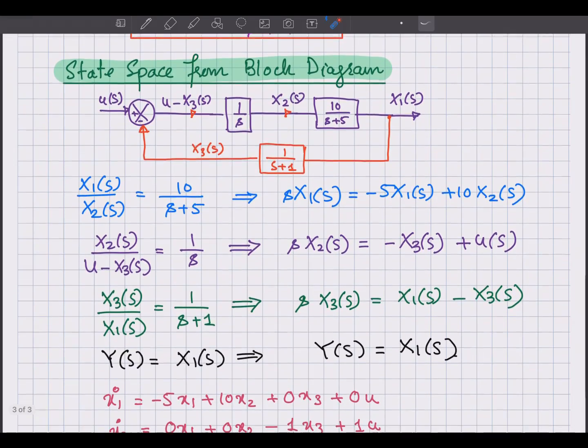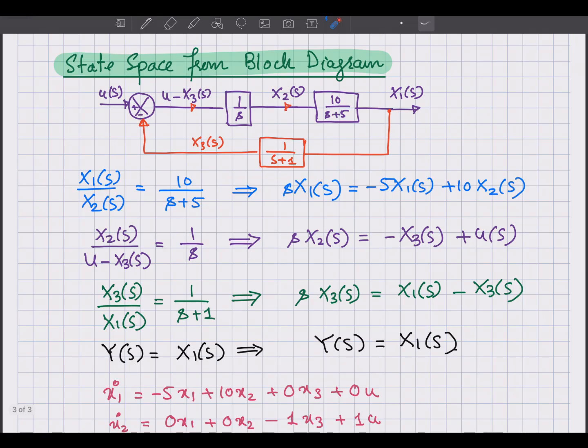Okay, now let's look at an example, and that example will help us understand how we can develop the state space directly from the block diagram. This block diagram is given to us, and I am going to consider that this is x1s, and this is x2s. X2s is being given to this transfer function as an input, and the output is x1s, right? So first of all, considering this portion of the block diagram, I can write that x1 of s divided by x2s will be equal to 10 by s plus 5.